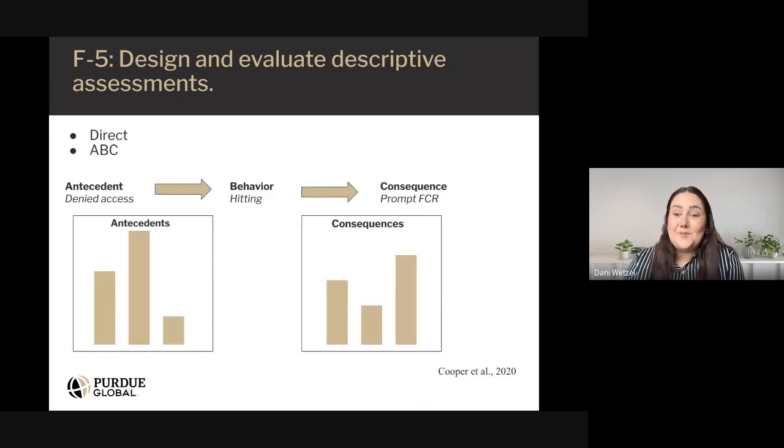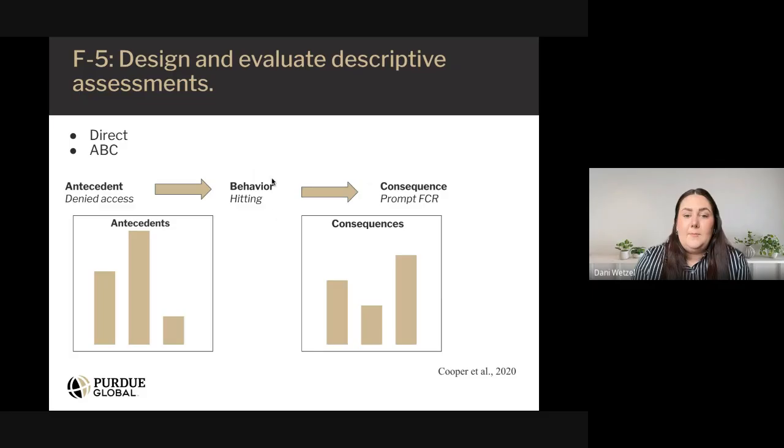Next, we're going to talk about descriptive assessments. So descriptive assessments are things that we're directly observing as behavior analysts. So we're not taking the hearsay information from their educators from school or from their caregivers. Instead, we are going to directly observe the behavior ourselves of the client. And this might involve taking ABC data.